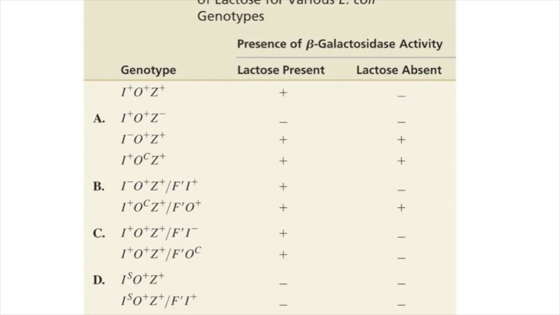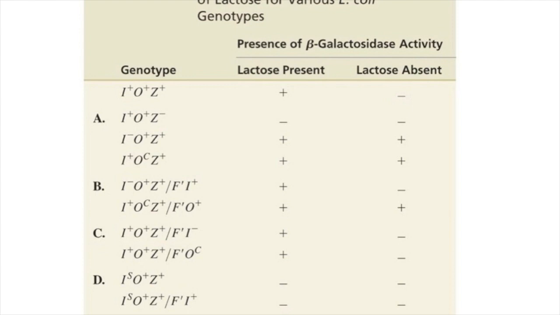And where it gets really interesting is down in C, when you change what's on the F factor and look at how that is able to rescue the function of this operon. So I encourage you to review this and maybe even draw it out. Draw out the bacteria, draw their chromosomes with the lac-operon and the alleles that they have for each of these genes or gene regions, or regulatory regions in the case of the operon, and draw what's on the F factor, and make sure you understand why you get the results you see in this table.